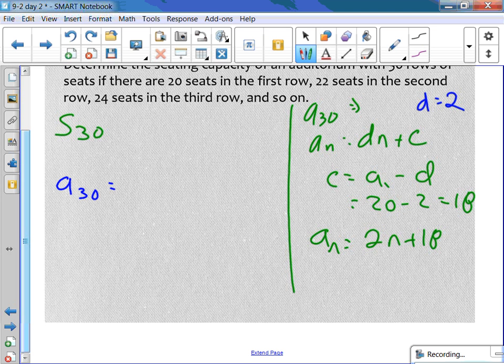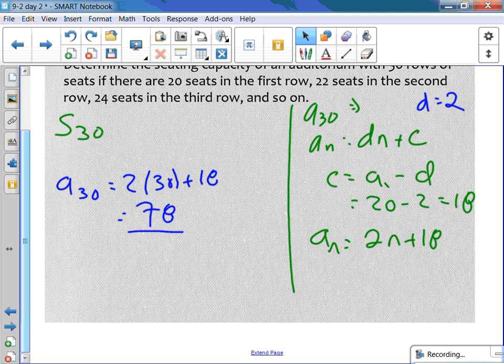Absolutely. So utilizing the formula for our nth term, we're able to come up with our a sub 30 equals 78. Are we done? That just got us that particular term, the last term.